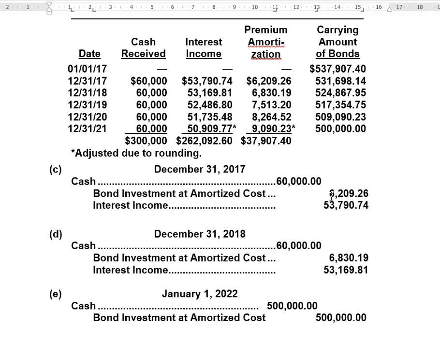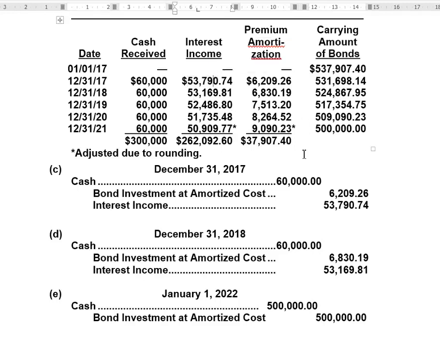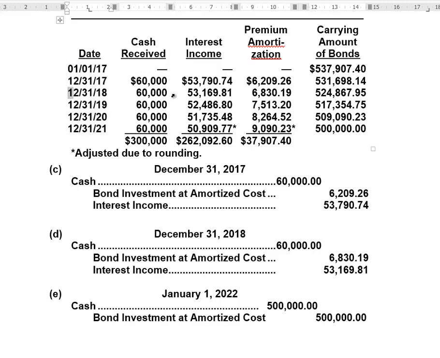So now we're going to credit the bond for the amount of premium we amortized and credit interest income for what we calculated, which is $53,790.74. Similarly, at the end of 2018, we're going to do the same kind of thing.